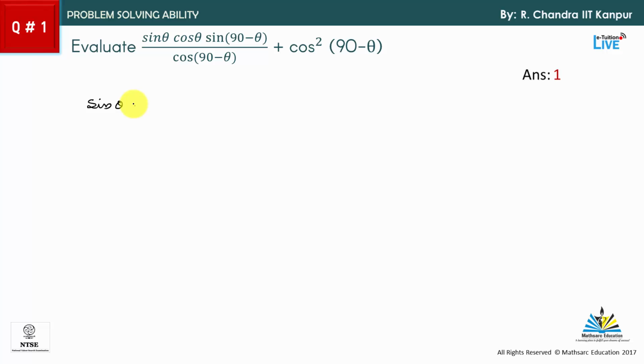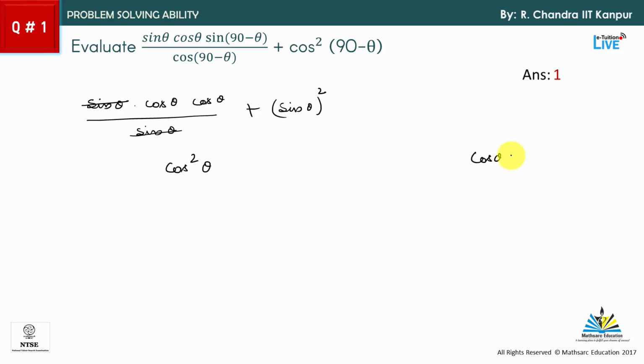Sin theta into cos theta, and sin(90 minus theta) is cos theta, upon cos(90 minus theta), which is sine theta, plus cos(90 minus theta), which is sine theta, and this is whole square. This means sine theta whole square. So you can cancel this sine theta by sine theta, so it becomes cos theta into cos theta, which is cos square theta. Cos theta is not like cos into theta. You need to remember, this is not like cos into theta. This is cos of theta.